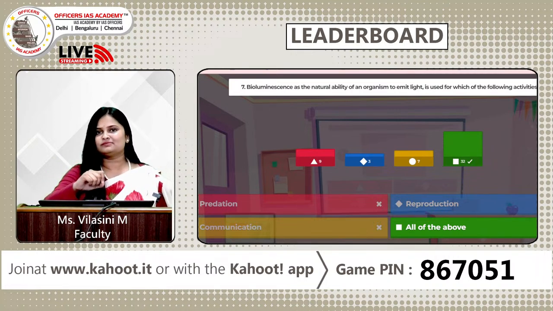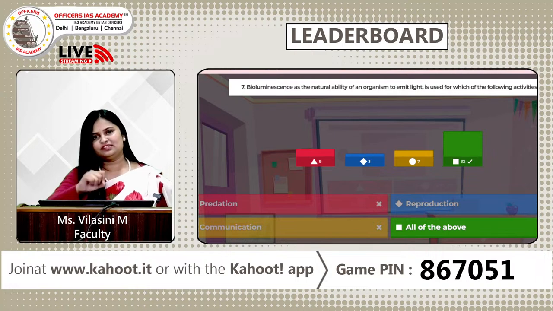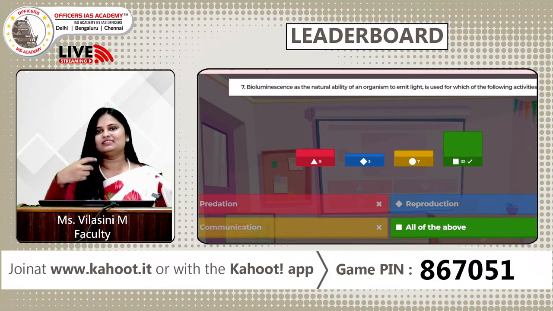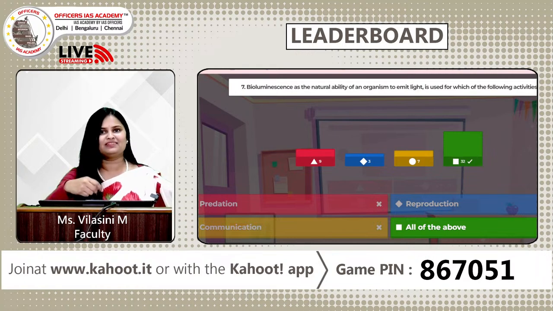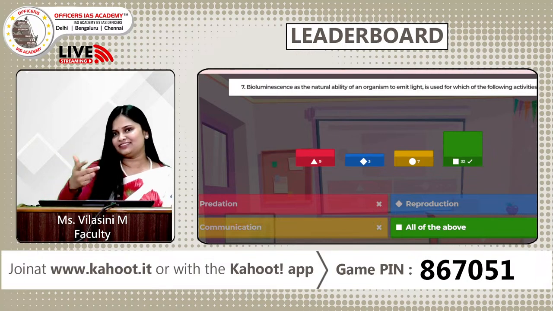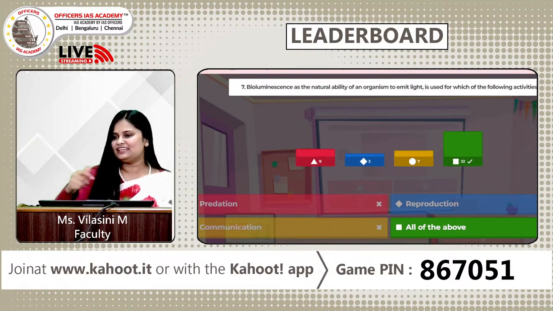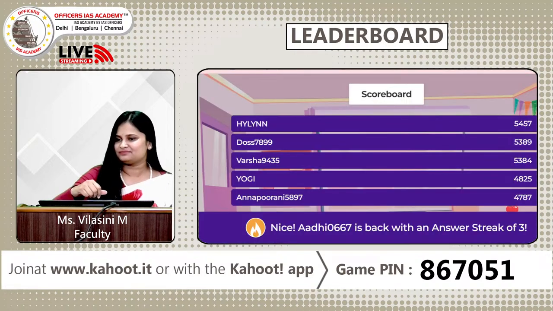So certain organisms have a molecule called luciferin in their body, and when luciferin reacts with oxygen, these organisms are able to emit their own light. So nature is so beautiful. And what are the other organisms that you know which emit bioluminescence? Please recollect them, fine? So let us look at the leaderboard for this particular question.